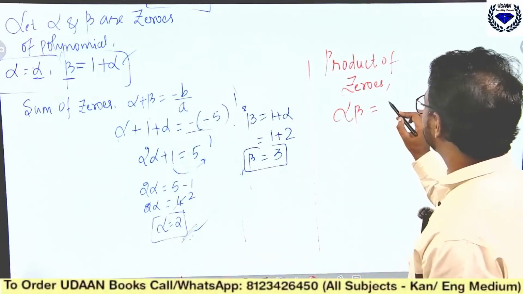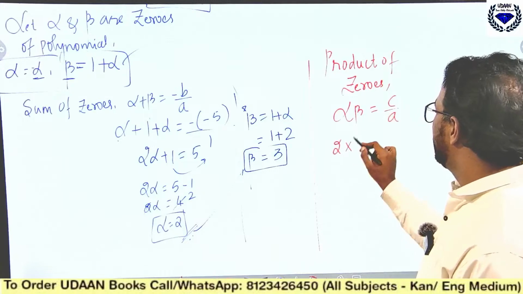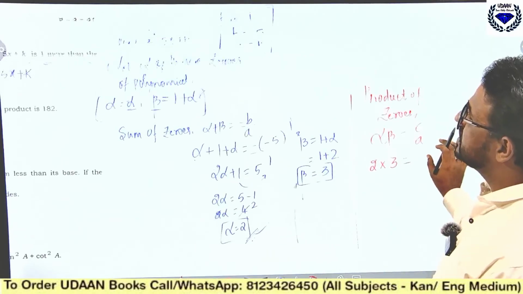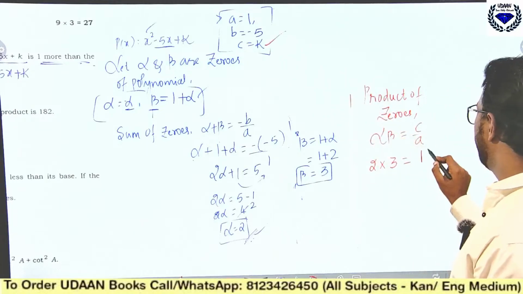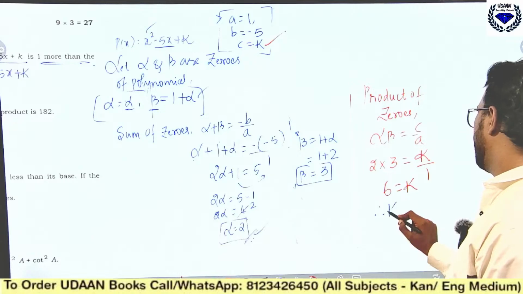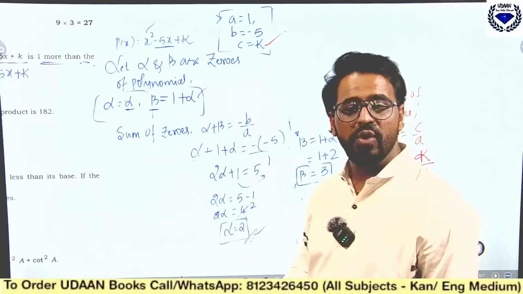Then alpha into beta will be C by A. Alpha, just now we have found, is 2. Then beta we found is 3. C is how much? Just see here. C is K. A is 1. 6 is equal to K. Therefore K is equal to 6 is the answer. I hope you got this one.